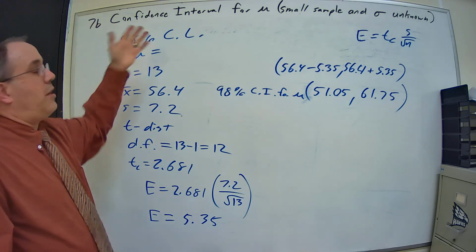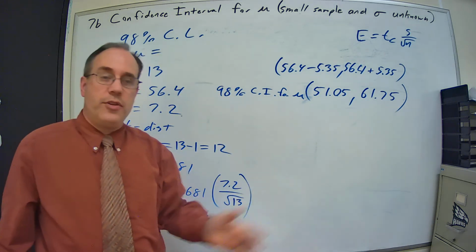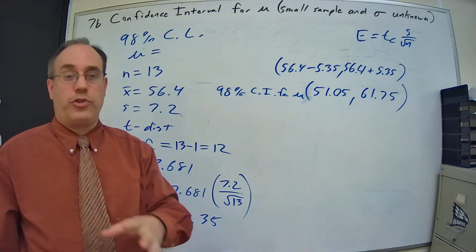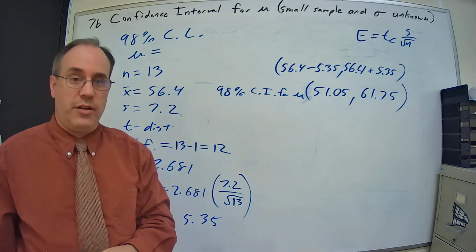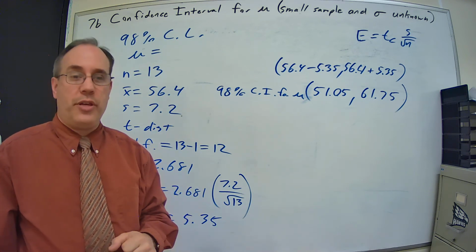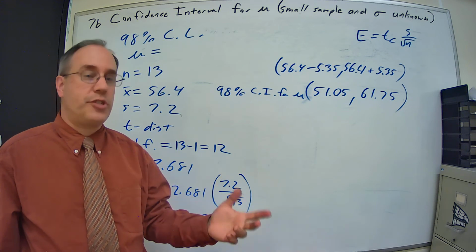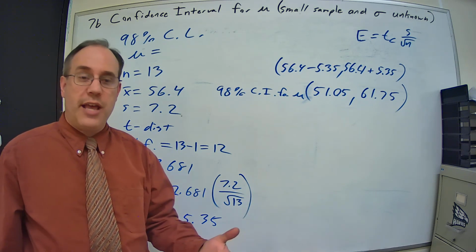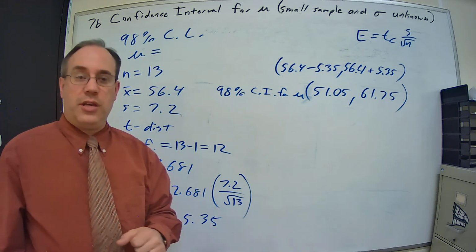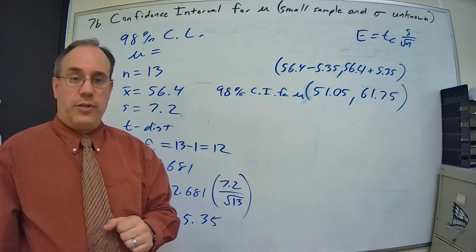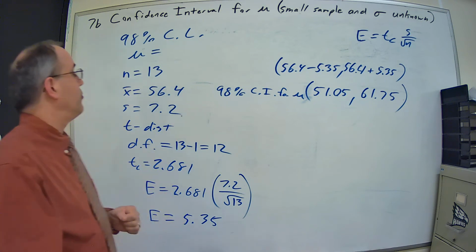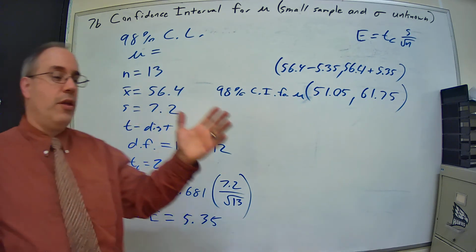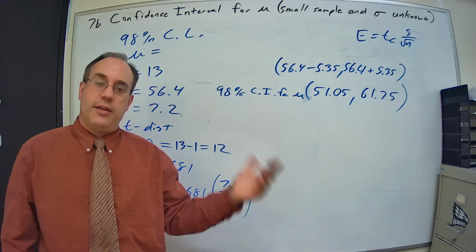We have to determine: do we have the population standard deviation? The only way we can have that is if we're told we have the population standard deviation. If we don't, do we have a large sample? If we have the population standard deviation or we have a large sample, we go back to using the z distribution. But if we don't know the population standard deviation and we don't have a large sample, then we go to the t-distribution.